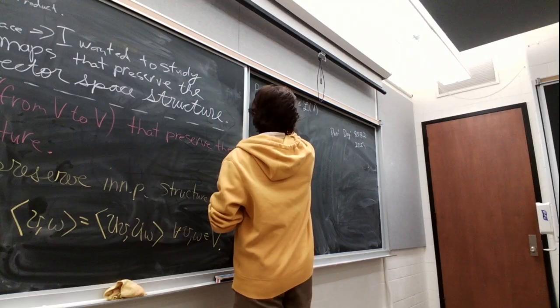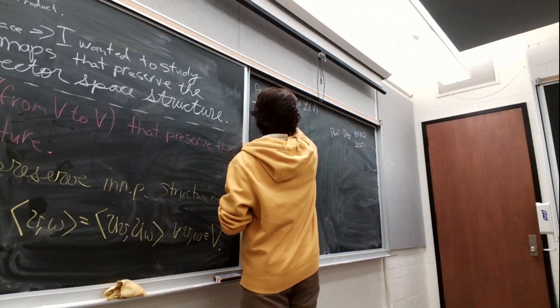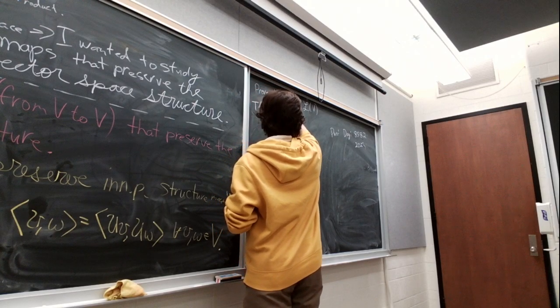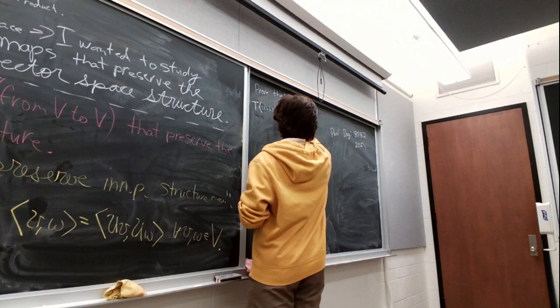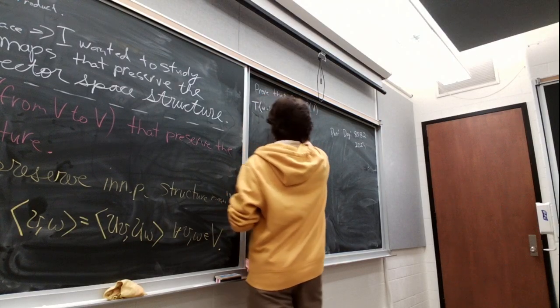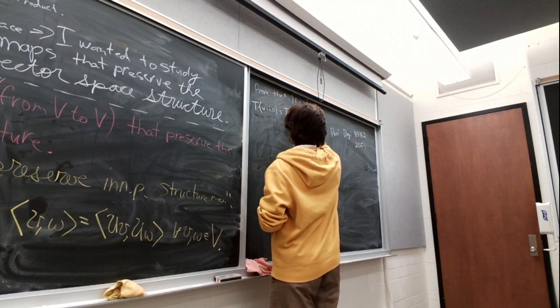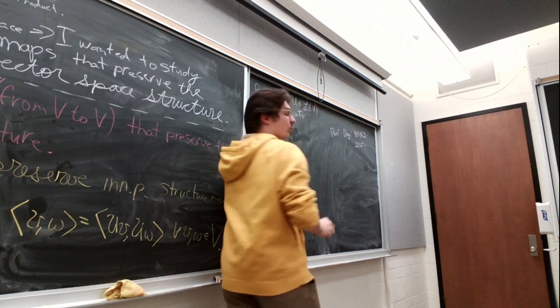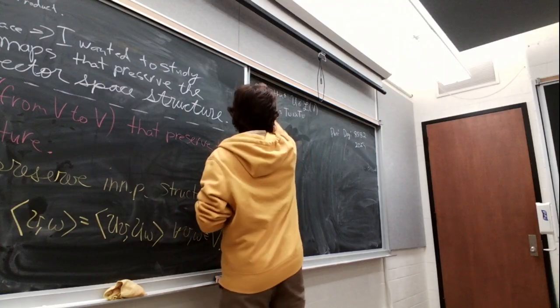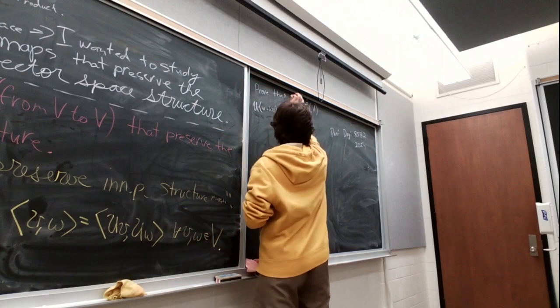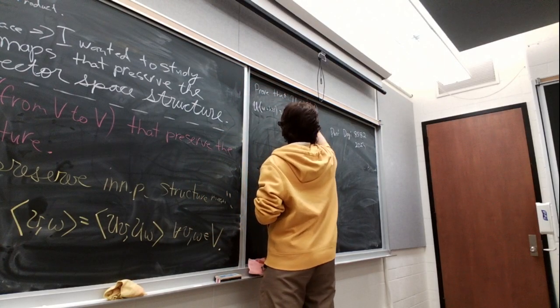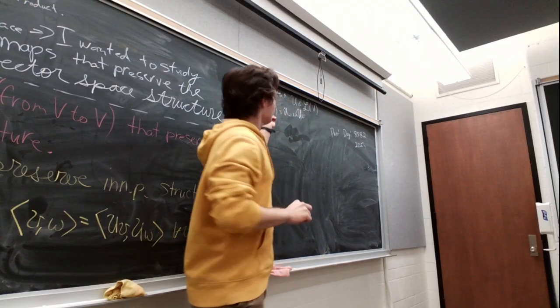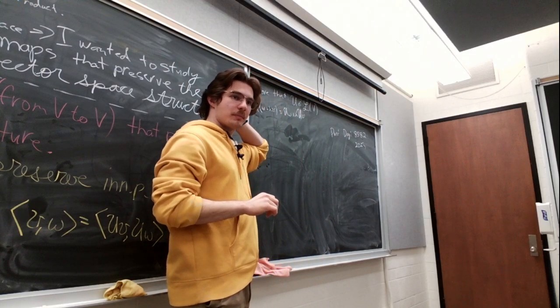So what do I want to do? What do I want to show? I want to show that U of W plus lambda V is equal to U of W plus lambda U of V. Oh, sorry, not T, U. I was using U. Do you agree? This is what I want to show.